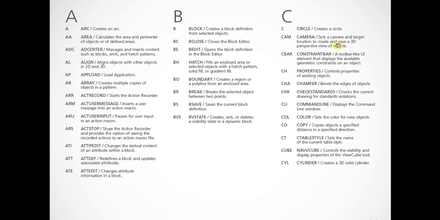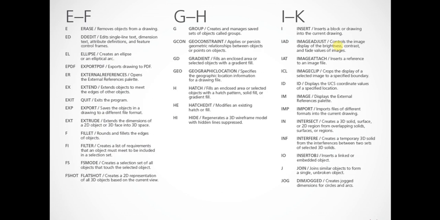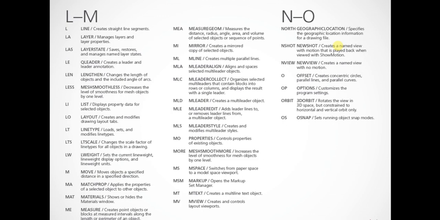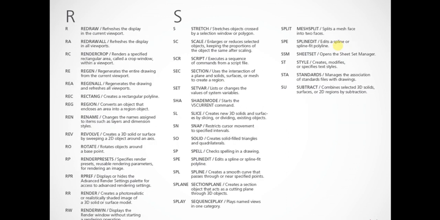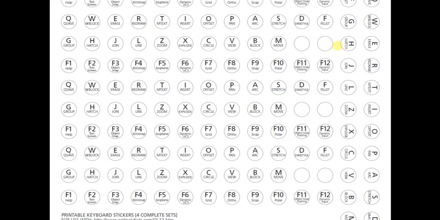Then comes some hotkeys from A to Z, like A for an arc, B for block, C for circle, L for line, and so on. You cannot get all of them at once, but when you practice, you will become better and better with the passage of time.